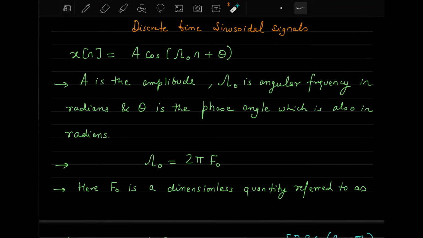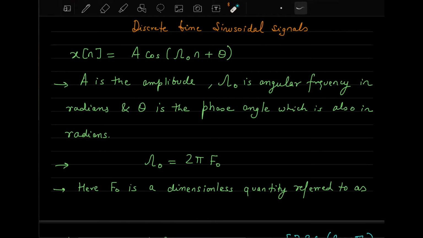So this is omega naught, and this is the phase angle. The important thing is, as you all know, A is the amplitude of the cosine signal, or if it is a sine signal, then it will be the same. Omega naught is the angular frequency in radians. The reason for it to be in radians is because your n here is dimensionless. It doesn't have any dimensions. It's basically a scaling index with the time. So omega naught will be in radians in order to satisfy the radians unit over here in theta.